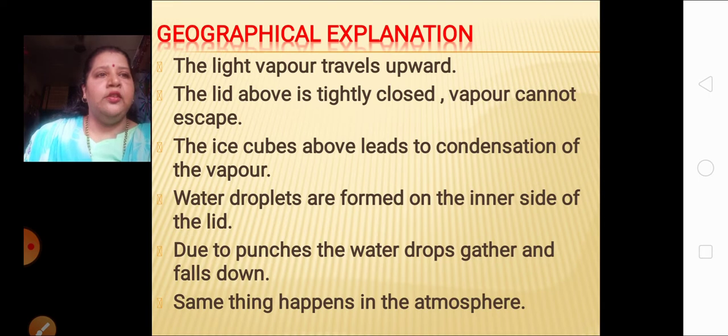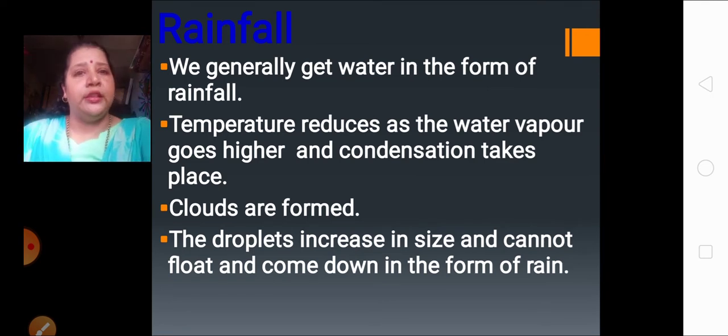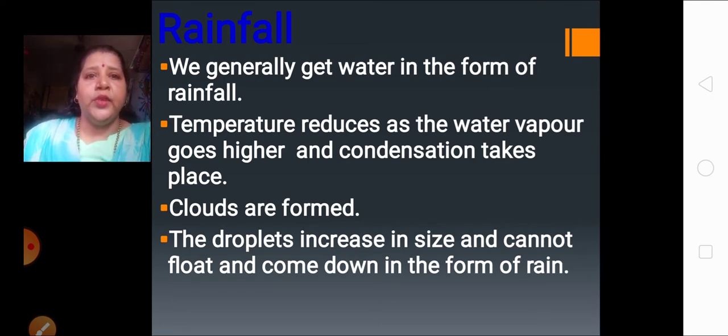So let's see how we get the rainfall. As you all know, we get water mainly from fresh water. Fresh water we get from the rainfall. Now, how do we get rainfall? Big water bodies are there, like the oceans, the seas, the rivers. During the daytime, because of the sun, evaporation takes place. And when evaporation takes place, the evaporated water goes up into the atmosphere.